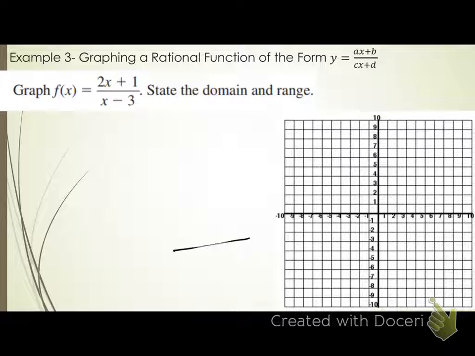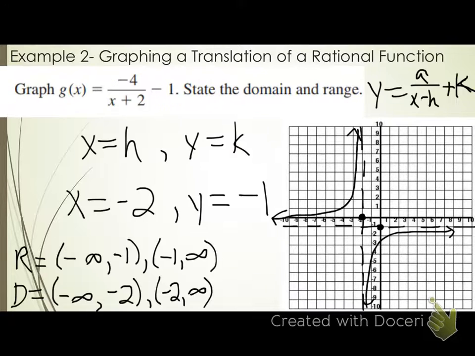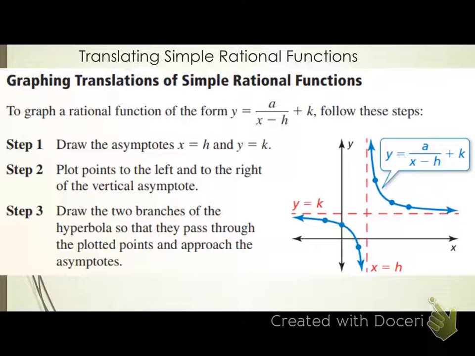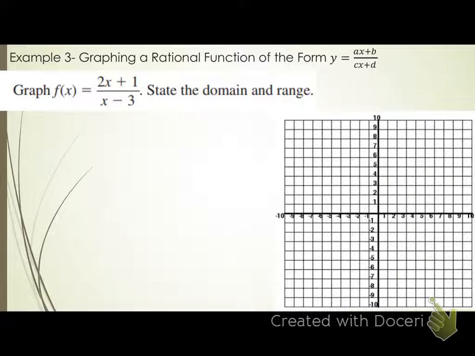Example 3. Does this function that I have, 2x plus 1 over x minus 3, take the form that it was talking about right here, a over x minus h, plus k? No, it does not. So I'm not going to be able to just graph our asymptotes like we did on the previous example.